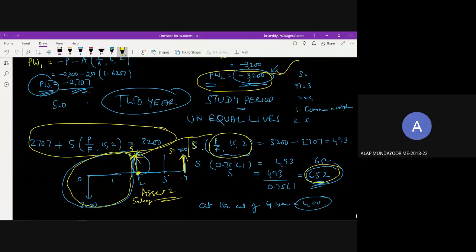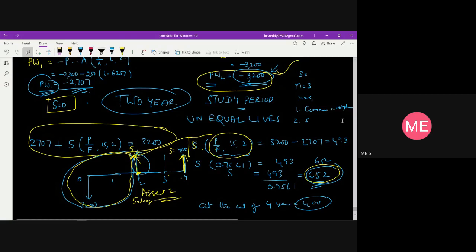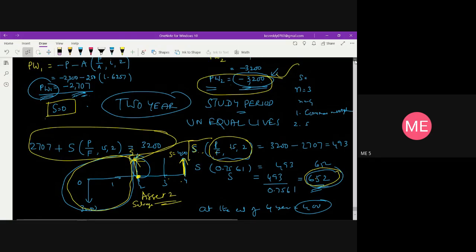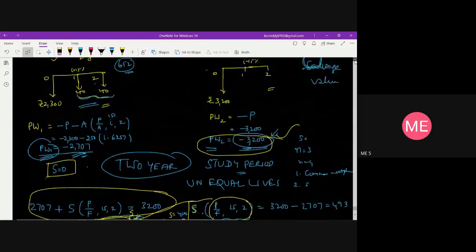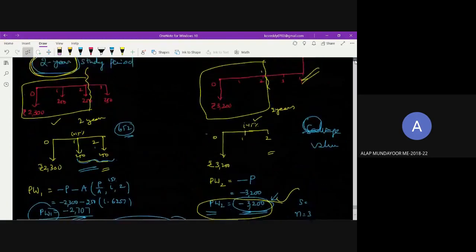Okay. Now, for present worth 1, why do we take it as 0? For this asset 1, I have not taken present worth as 0, S is equal to 0. That is, the salvage value is 0 here. The salvage value for asset 1 he has not mentioned. See, if you look at the data for asset 1, if it's not mentioned, we take it as 0.